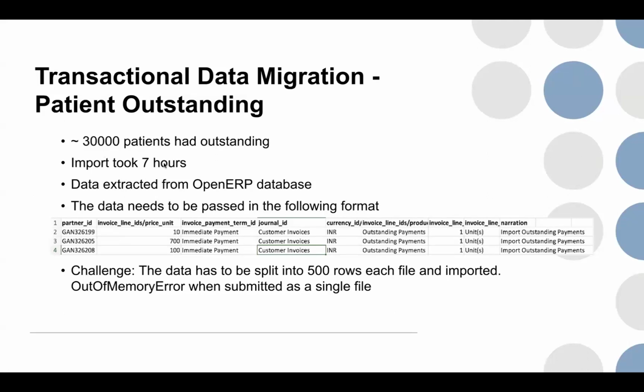And this import took us 7 hours again, because the count of patients that had the outstanding was too much. And for these 30,000 patients, 30,000 invoices needed to be created. The data here was extracted directly from the OpenERP database. We extracted it with a query, and then the same query's output was written to an Excel file.